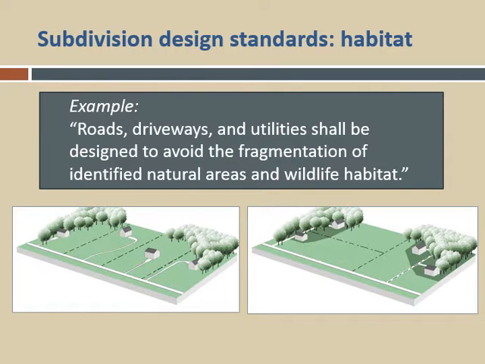Like zoning, subdivision bylaws may include design guidelines or standards to promote conservation of various natural resources. In the gray box here is an example of a standard. Roads, driveways, and utilities shall be designed to avoid the fragmentation of identified natural areas and wildlife habitat. This standard is a way to avoid what we frequently see along our roads, where houses and driveways cut across the open field and fragment the land. This is the picture on the left. The layout on the right consolidates driveways and places houses so that they don't cut into the woods as much and they can keep the space open.